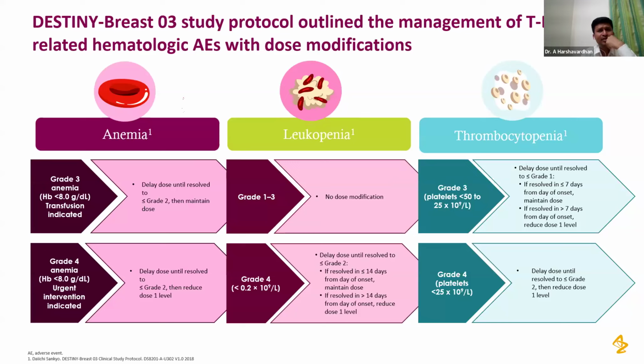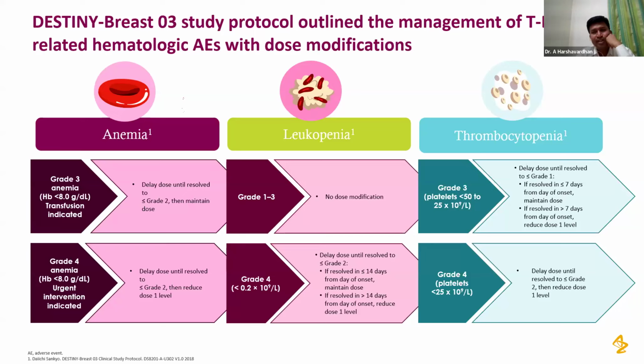Coming to the overall management for anemia: for grade 3 anemia, delay the dose until resolved to grade 2 and maintain the same dose. For grade 4 anemia, delay the dose until resolved to grade 2 and reduce the dose by 1 level. For leukopenia, this is very important: for grade 1 to 3, no dose modification is required. For grade 4, delay the dose until resolved to grade 2. If it resolves in less than 14 days from the day of onset, maintain the same dose. If it takes more than 14 days, reduce to dose level 1.